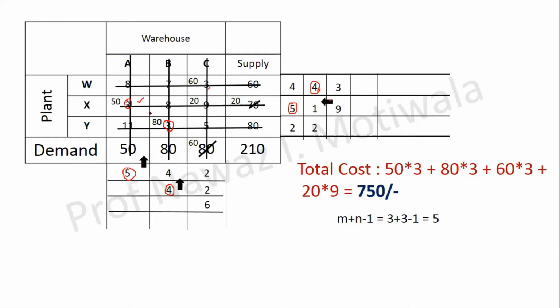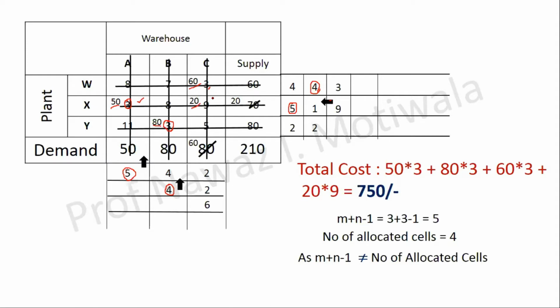If you look in the matrix, there is one allocation here, one here, 2, one here, 3, and one here. There are only 4 allocations. So I will write number of allocated cells are 4. Now what happens? This condition of m plus n minus 1 is not satisfied. It is now m plus n minus 1 is not equal to number of allocated cells.